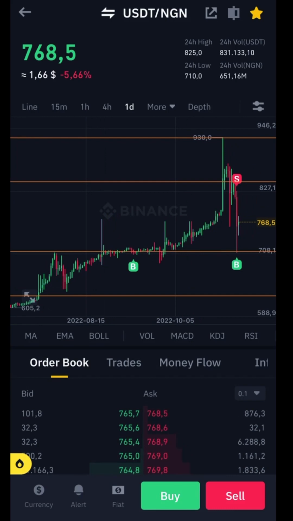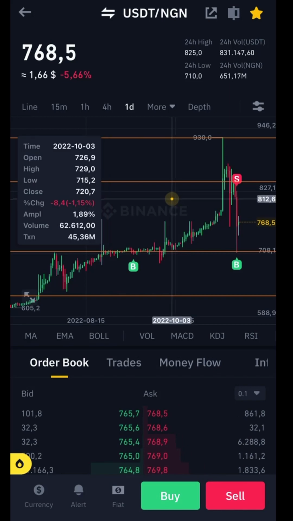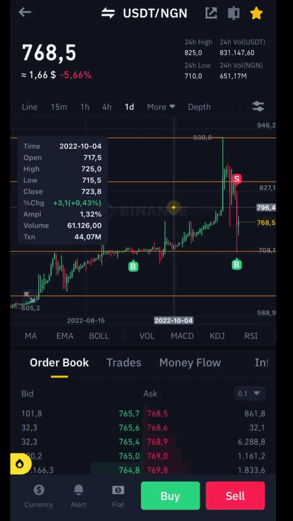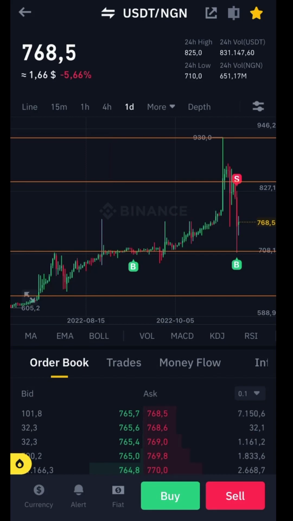Then I waited. How many days? I waited for this price to go up. Then I was not with my phone when it went up to 930. You can see it just sparked from 796 to 930. So I was not around with my phone. Then I just made the chart like this.